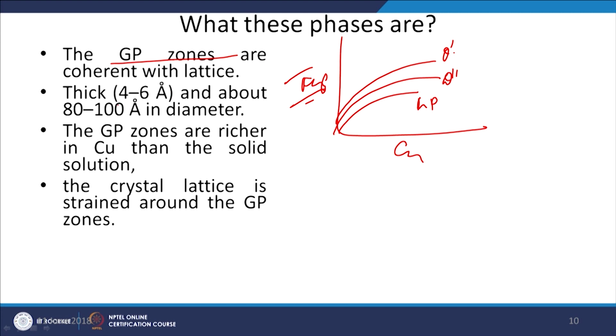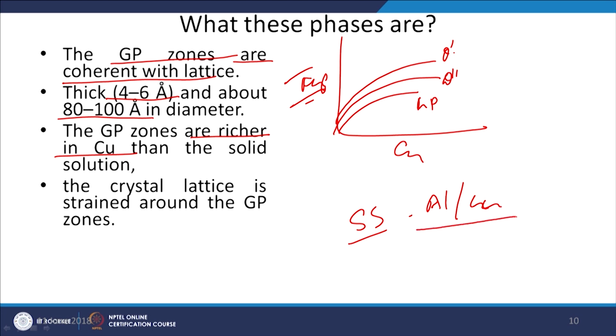So, the GP zones are coherent precipitates with the lattice, of thickness 4 to 6 angstrom and 80 to 100 angstrom in diameter. These zones are richer in copper because the copper is finer in size than the aluminum. So, these are basically solid solutions of copper and aluminum having a higher percentage of copper. Since the GP zones are coherent with the lattice in the solid solution, the lattice is strained around the locations wherever GP zones are present.